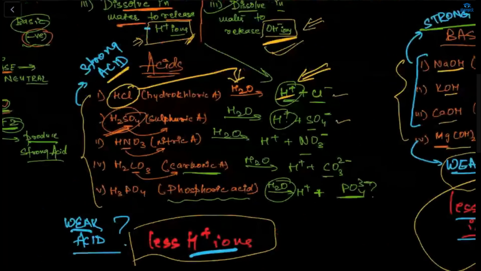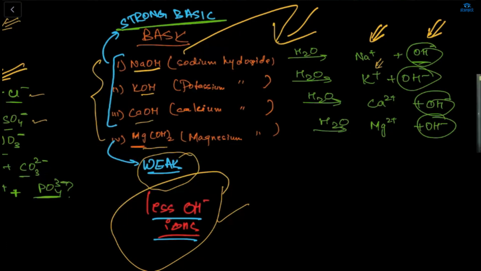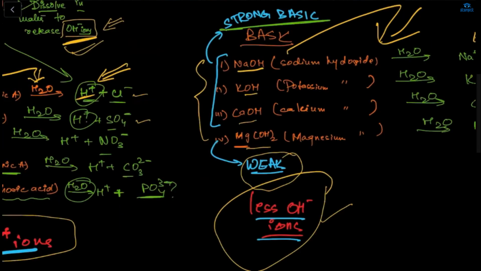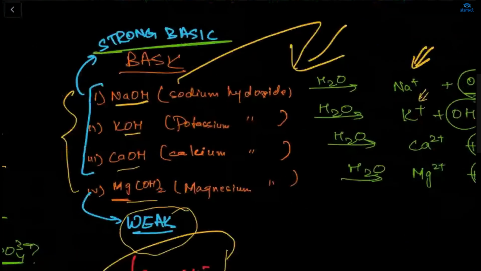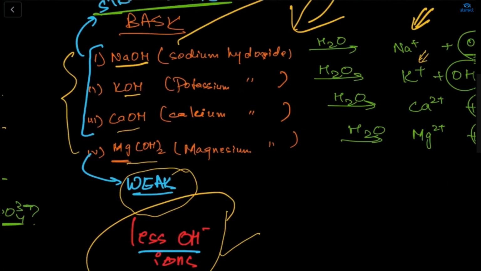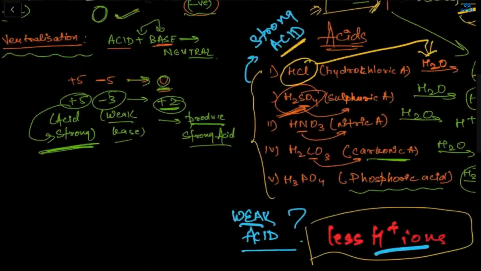Okay, so now you tell me what are the strongest acids? Name two or three, any of them. Hydrochloric acid. Sulfuric acid, nitric acid, and phosphoric acid. And strong bases: sodium hydroxide, potassium hydroxide, calcium hydroxide. And magnesium hydroxide is a weak base. Weak base means it contains fewer OH minus ions.